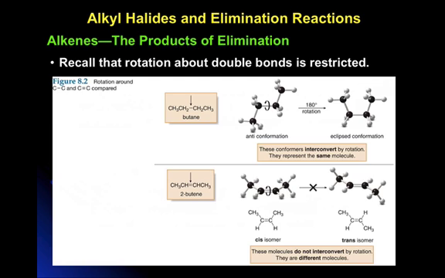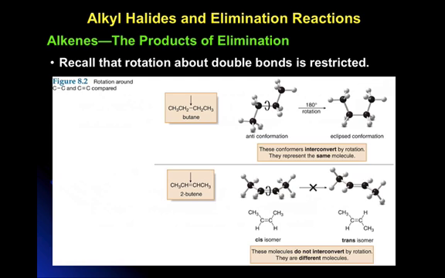Now, if we look at 2-butene, I can have 2 different flavors of 2-butene, if you will. I can have the 2 methyl groups on the same side of the plane, and we call that cis. And I can also have those 2 methyl groups on opposite sides of that carbon-carbon double bond plane, and we call that trans, okay? Which one of those do you think is more stable, the cis or the trans? And why?